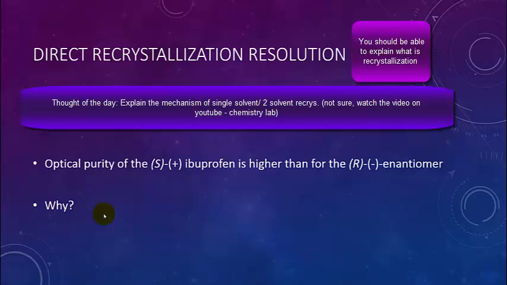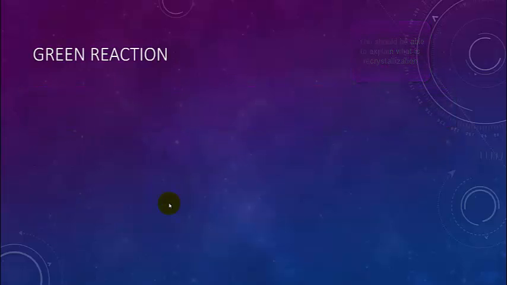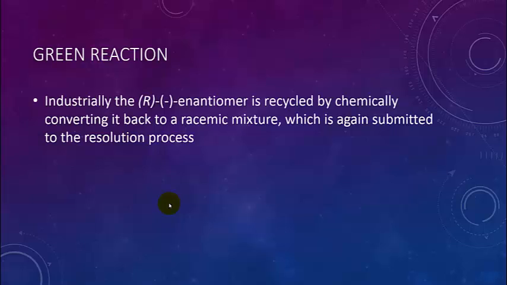Second, in the procedure, subsequent steps such as recrystallization were used to further purify the less soluble diastereomeric salt. This was not done for the soluble diastereomeric salt. Take note. In the industry, the R-negative enantiomer is recycled by chemically converting it back to a racemic mixture, which is then again submitted to the resolution process. This means that there's no reason to waste a considerable amount of effort to get it optically pure.